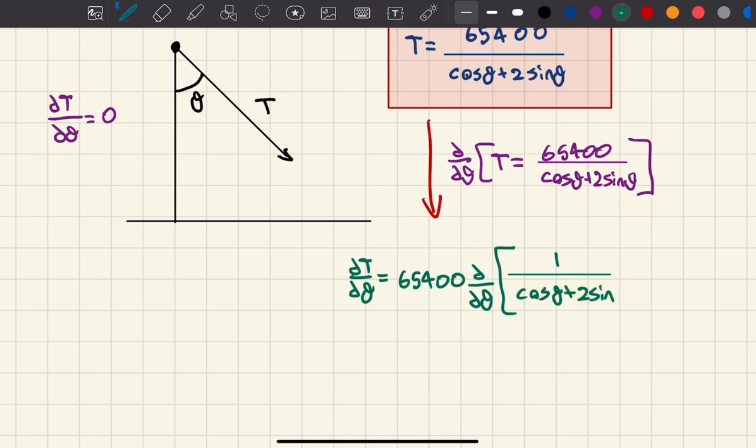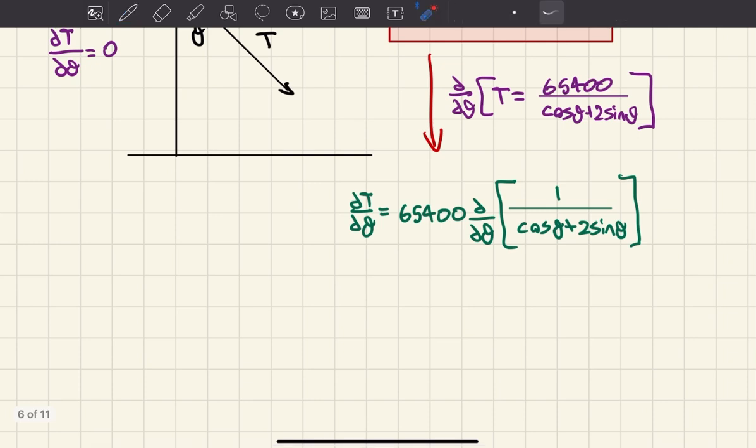Why did I bring out the 65,400? Well, because it doesn't have any theta terms and it's not dependent on theta. So by derivative rules, I can take it out of the derivative. Okay, and all of this is equal to 0, as we beautifully explained in our lovely diagram up here.